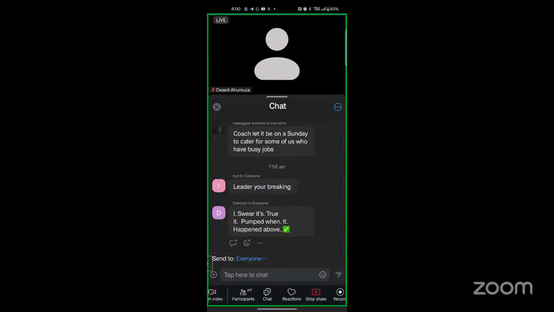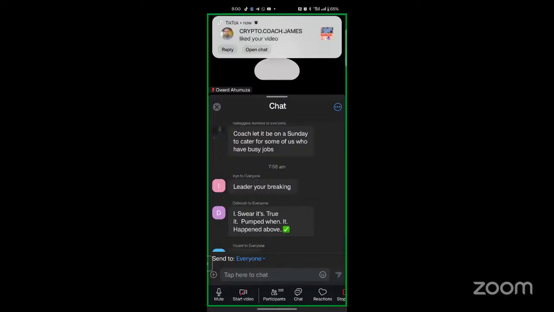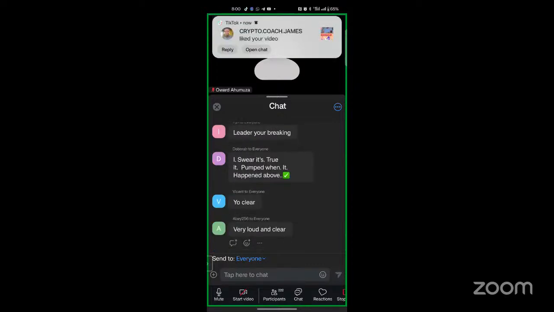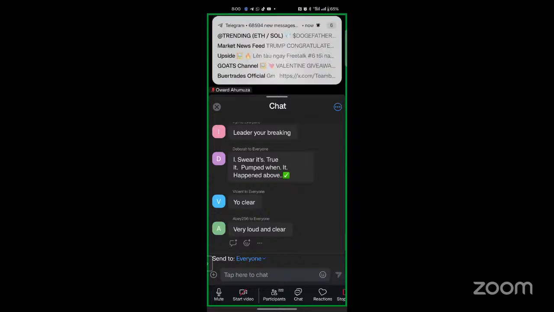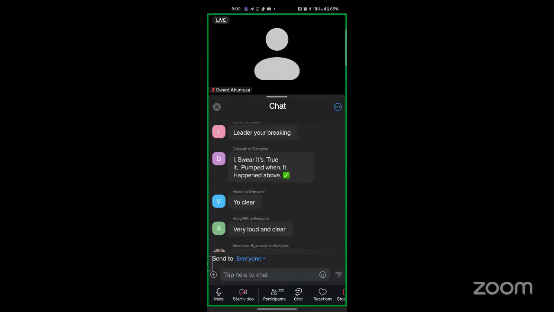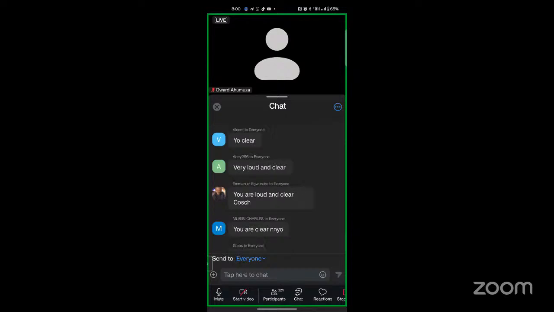Someone is saying I'm breaking, but I believe I'm loud and clear. You see, internet is not one side based. Internet is two side based. You may think that it's me with the poor internet, but sometimes it's also you with the poor internet.